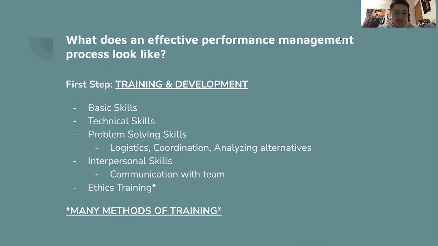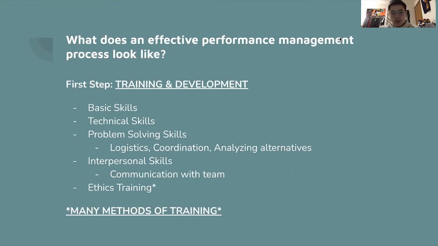Basic skills are basically, can you read, can you write, can you add, or can you subtract, simple things. Technical skills are technology based, basically having to do with computers. How fast can you type? Can you browse the internet? Are you good with computers? Things like that. Problem solving skills have to do with logistics, coordination, and analyzing alternatives. This has to do with how good you are at comprehending the problem and how good you are at finding alternate solutions to the problem.